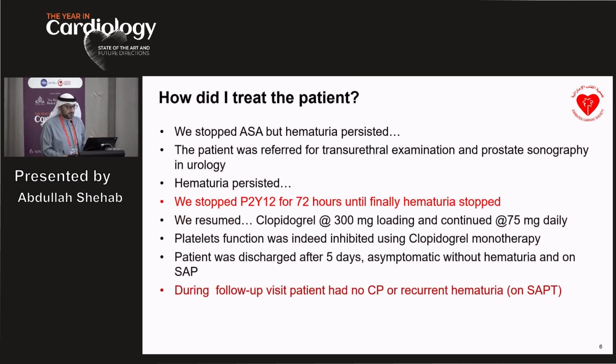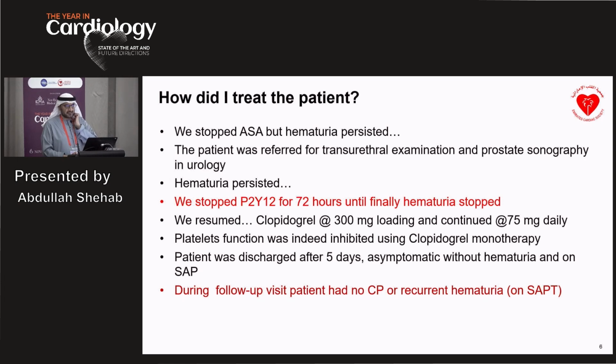This is what we did. Okay, we stopped the aspirin. Patient referred to the urologist. Hematuria persists. We stopped the ticagrelor. Resumed the Plavix, clopidogrel, but based on testing to make sure. Again, one of the problems with the clopidogrel is you don't know if the patient is going to be a responder or not. So patient was a responder. We were happy. We continued that, and patient continued to be on monotherapy.